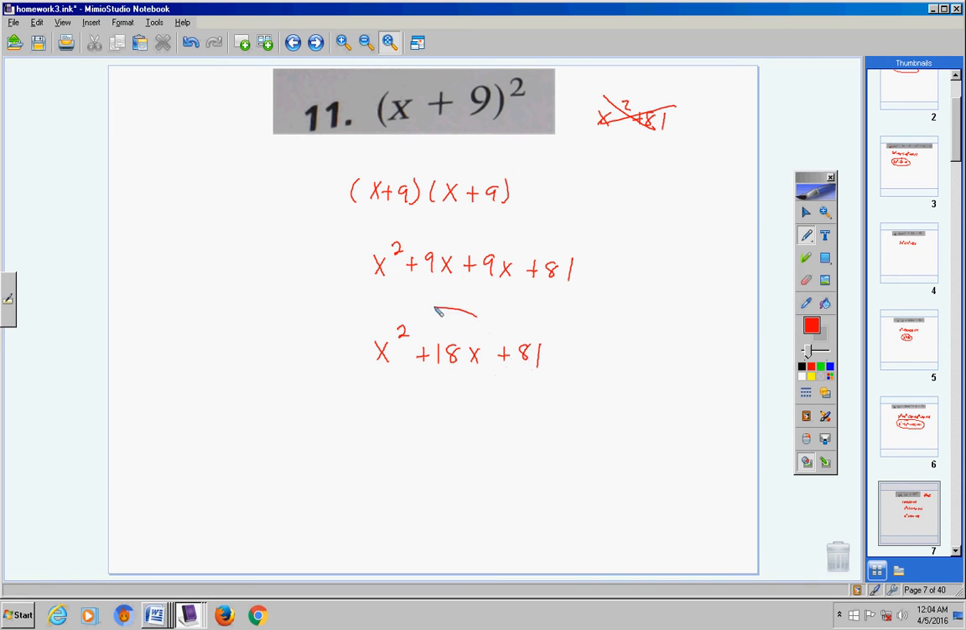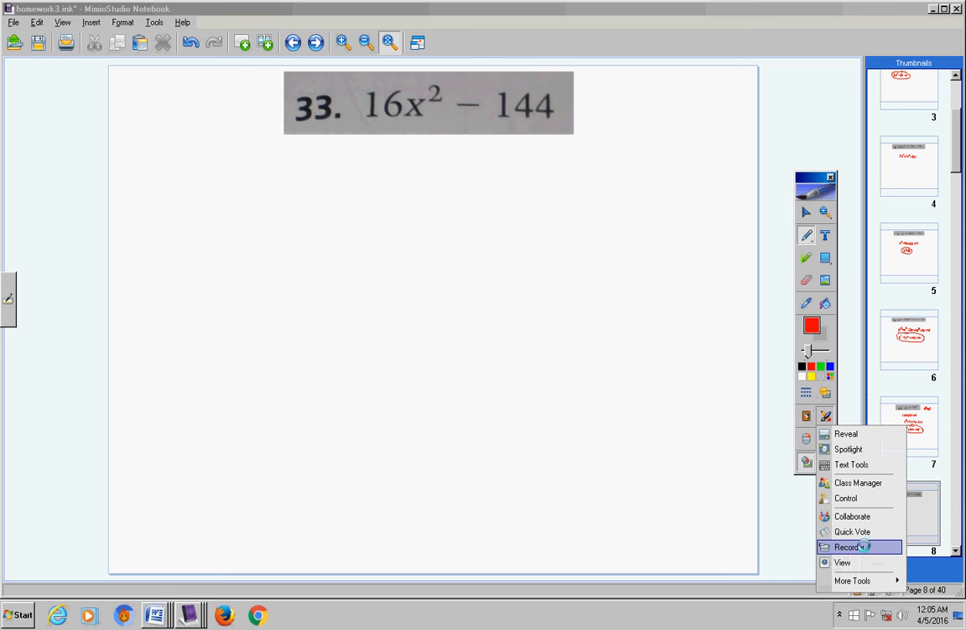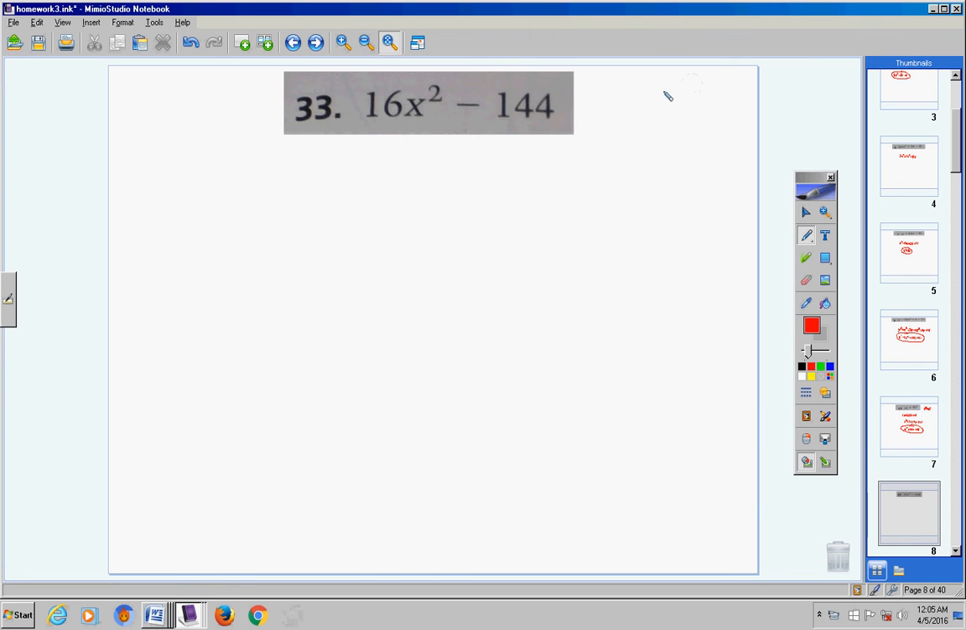And there we go. Let's check the back of the book to make sure that is correct. And it is. Alright, so moving on now to the next section, which would be numbers 33 through 42, and the directions say to factor. Okay, so we are going to factor.